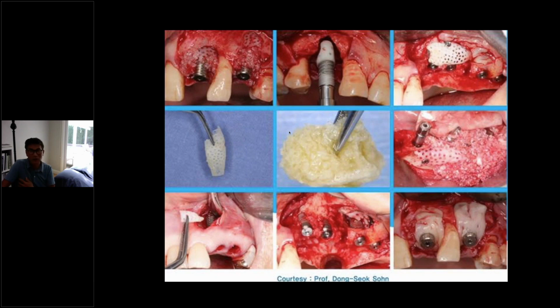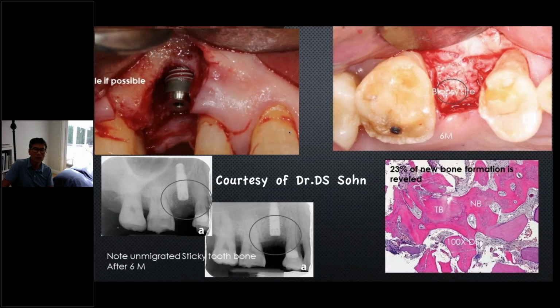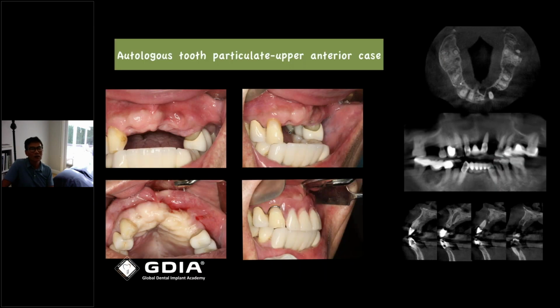Showing different ways: veneer, block, and particulate. Many of the cases were interesting, and some other cases I was involved in. So let's talk about the particulate case in the upper. And you look at the anterior, the severe defect with a lot of perio, with a fixed partial PFM.